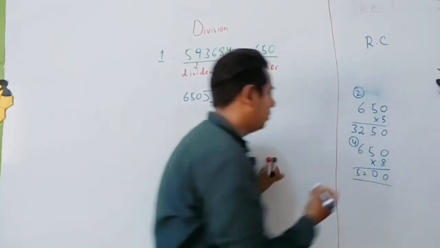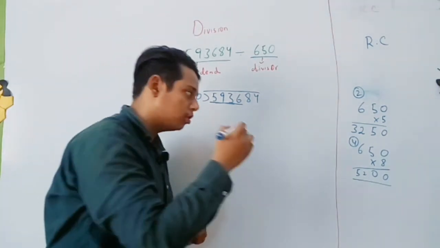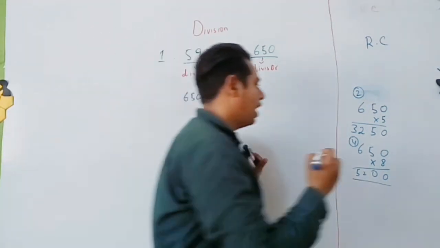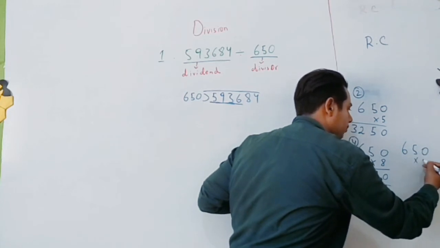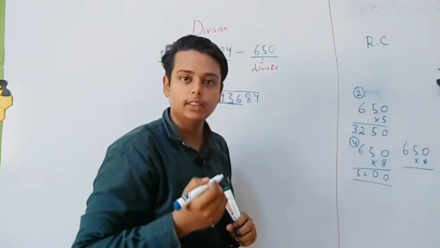52. So what number am I getting? 5200. Fine, but it is still smaller than 5936. So I am just multiplying 650 with 9. So 9 zeros are 0.